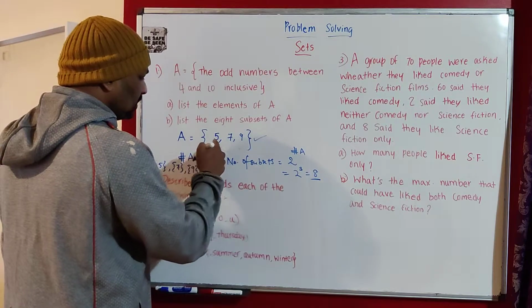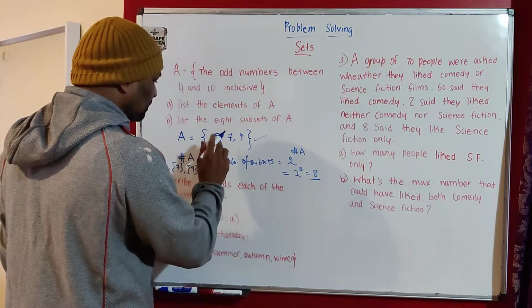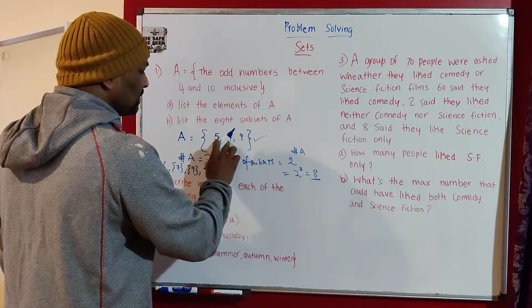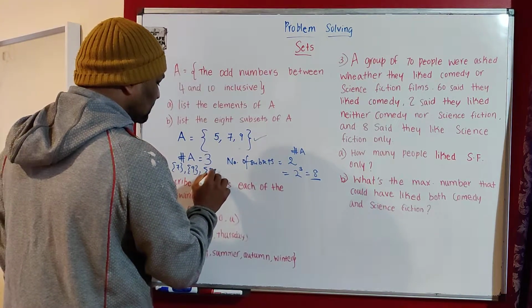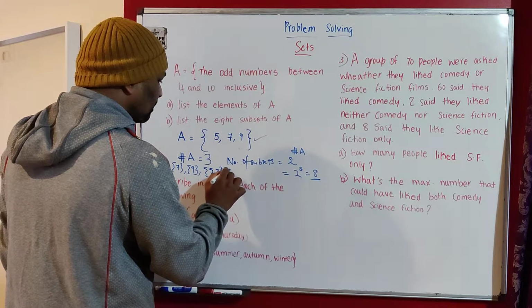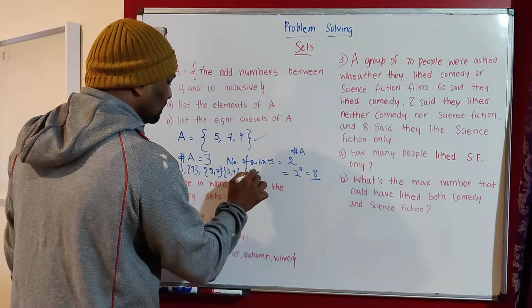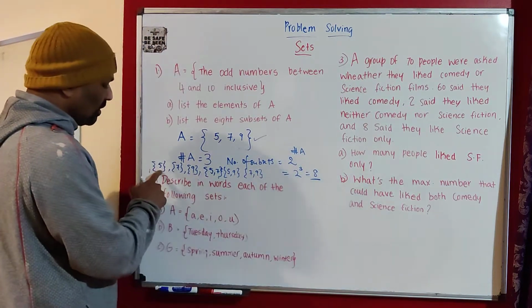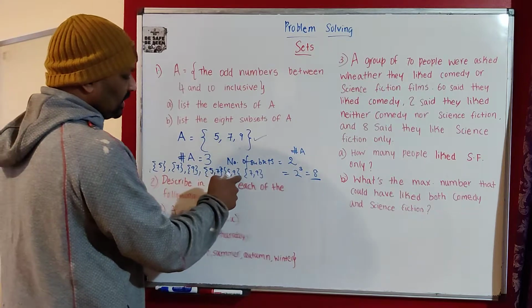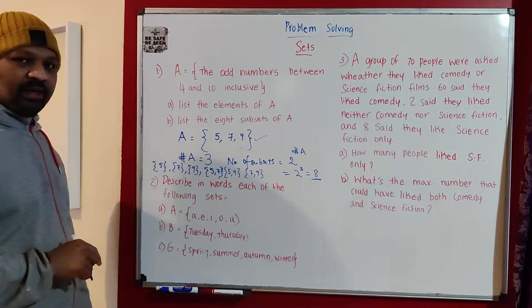Now let's take 2 elements at a time. 5 7 you can take, 5 9 you can take, 7 9 you can take. So 5 7, 5 9 and 7 9. So how many subsets did we get? 1, 2, 3, 4, 5, 6. 6 subsets we got.